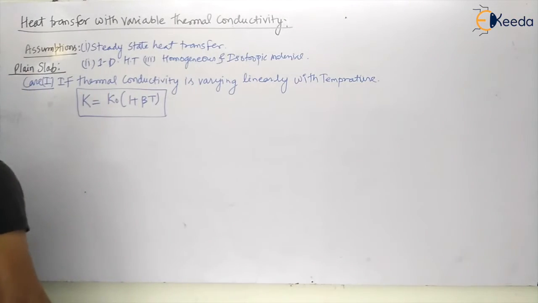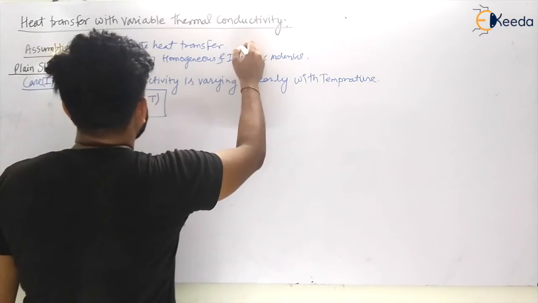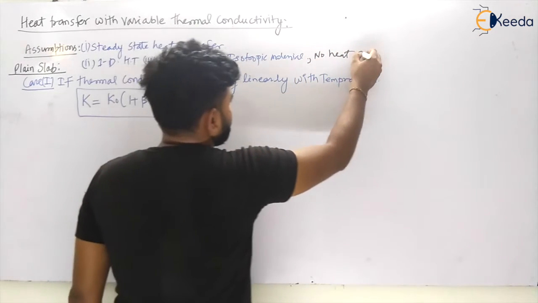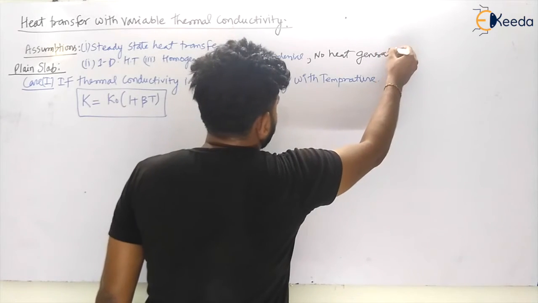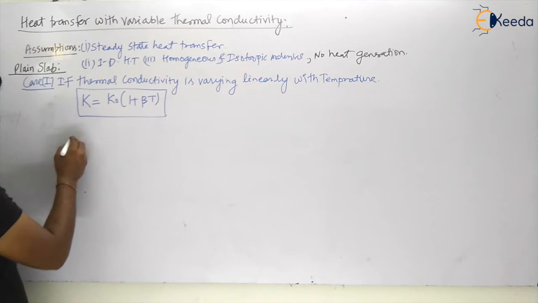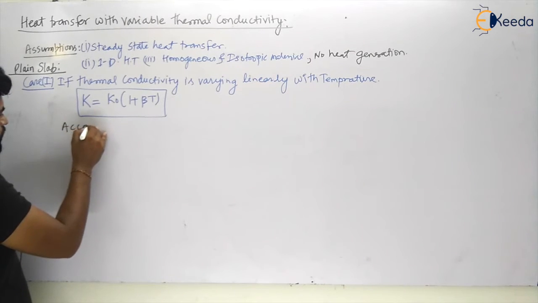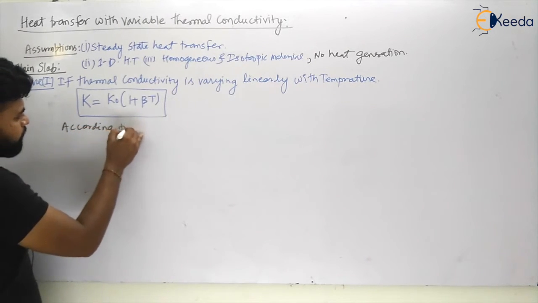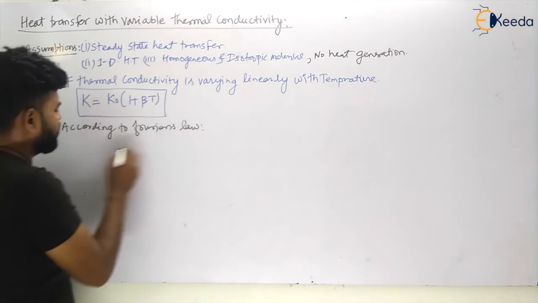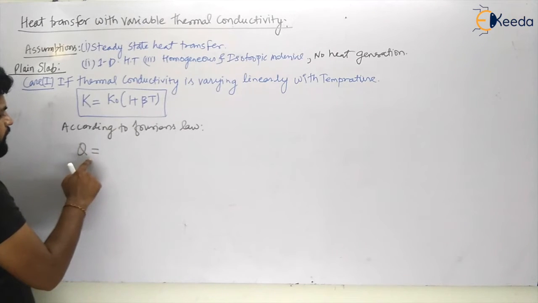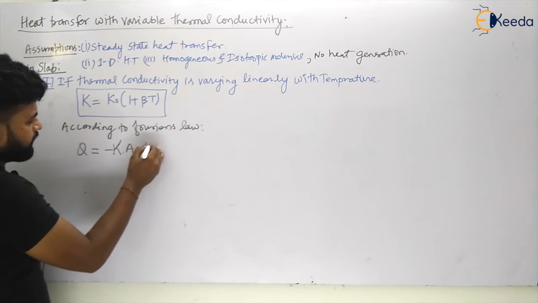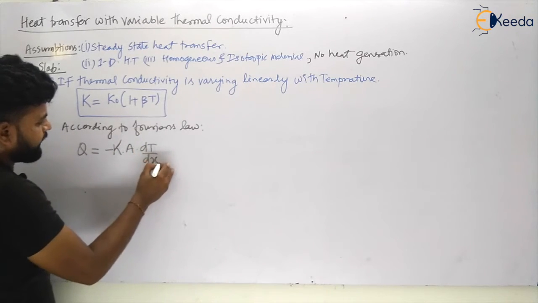Okay, and there is also no heat generation. So no heat generation is also considered in this case. So what will be the heat transfer in the plain slab given by? This will be given according to Fourier's law. So according to Fourier's law, heat transfer is given by Q is equal to minus K into area into dT by dx, my dear students.